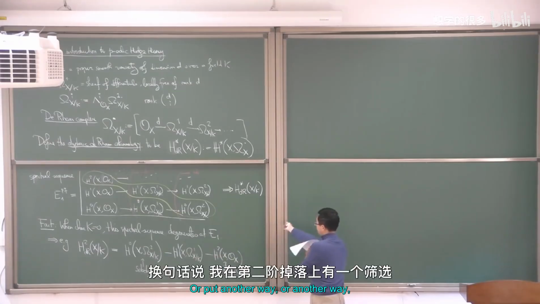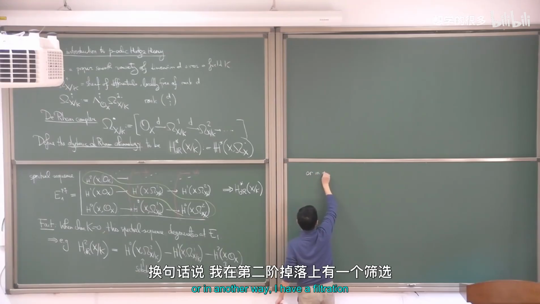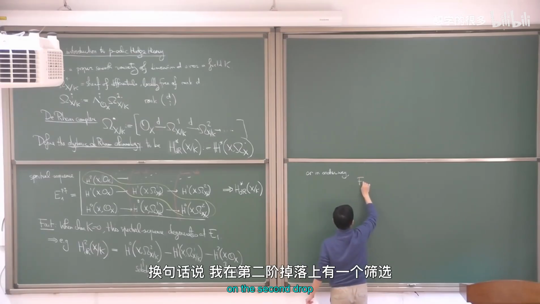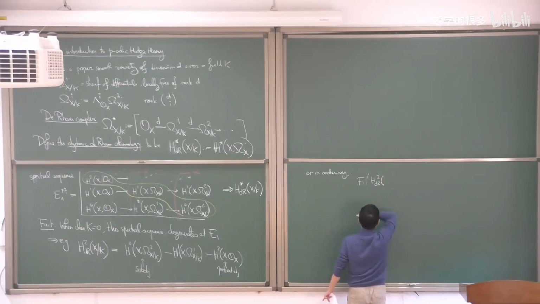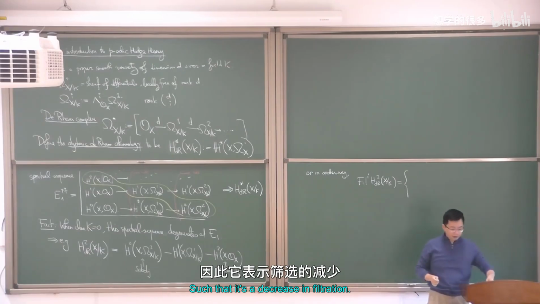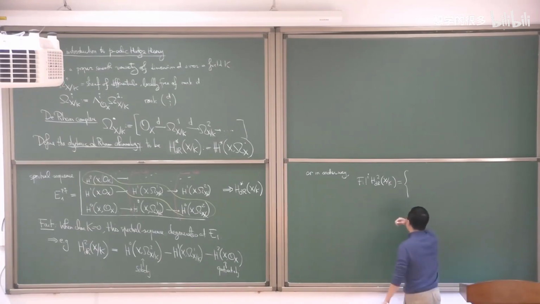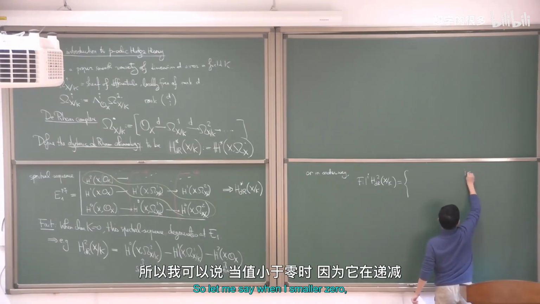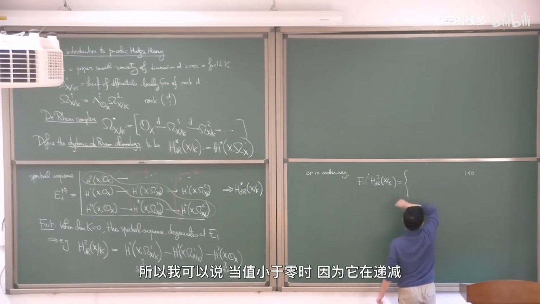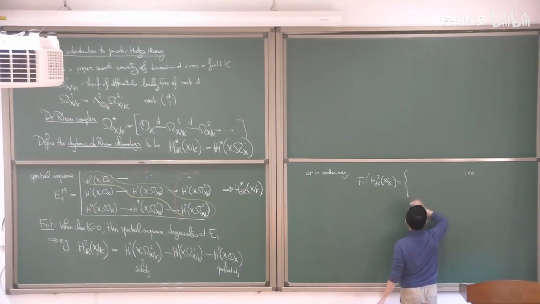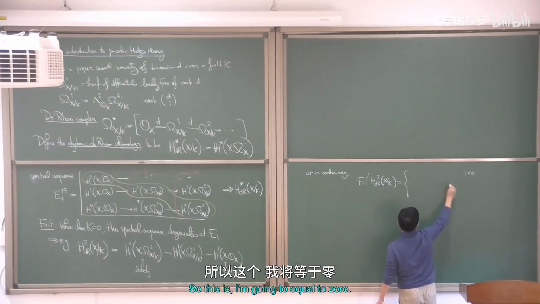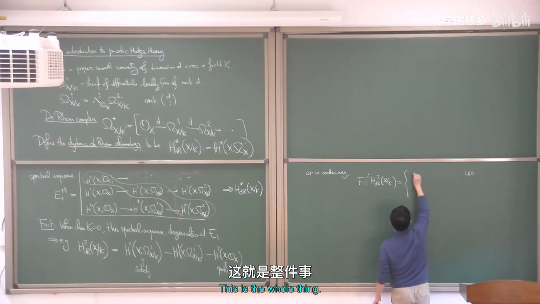Okay. Or put another way, or equivalent, or another way. I have a filtration on this de Rham cohomology, such that it's a decreasing filtration. So let me maybe say when i is smaller than or equal to 0, because it's decreasing, this is the whole thing.